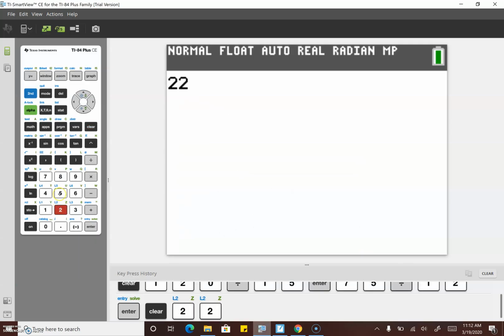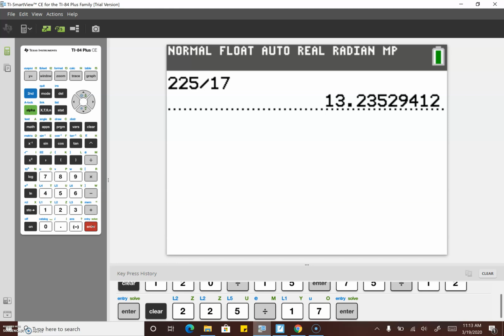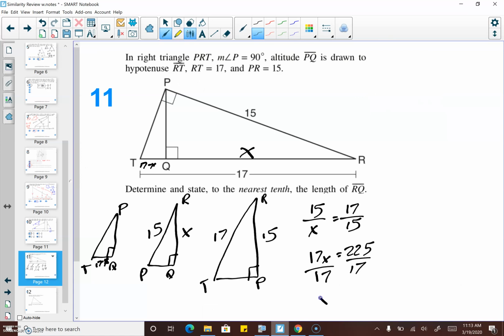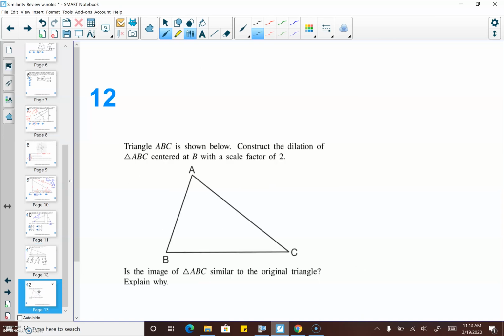And I should know right away that it's probably going to work out to be a bad decimal because it told us to round. So to the nearest tenth, we get X is 13.2. So again, that problem solely works off the fact that you have them redrawn in the same direction.